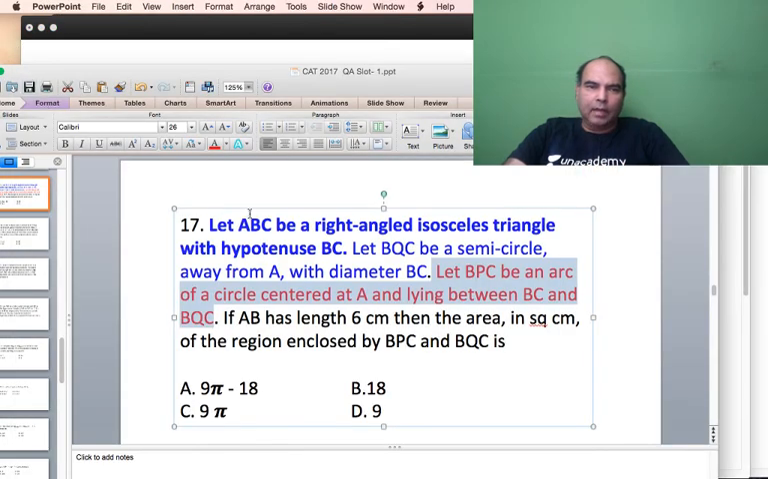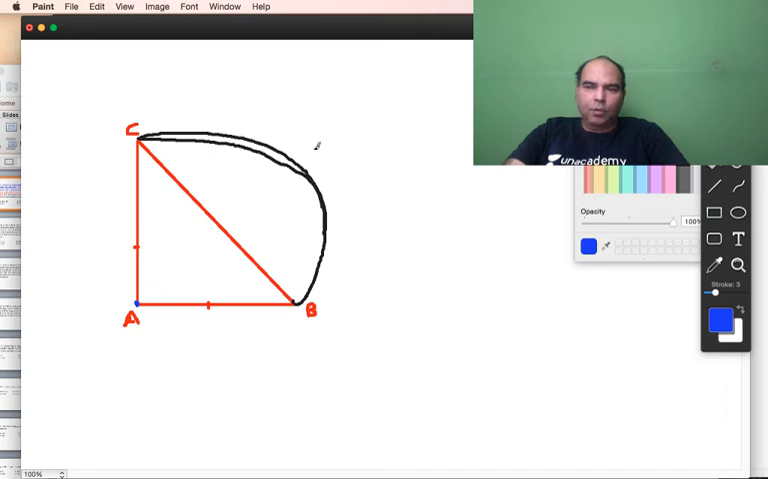And this was BQC. I forgot to mention that the original semicircle that we have got, this BQC, has the center of BC as the diameter. I mean the hypotenuse BC as the diameter. So when you plot a circle with center A passing through B and C, it would look something like this.